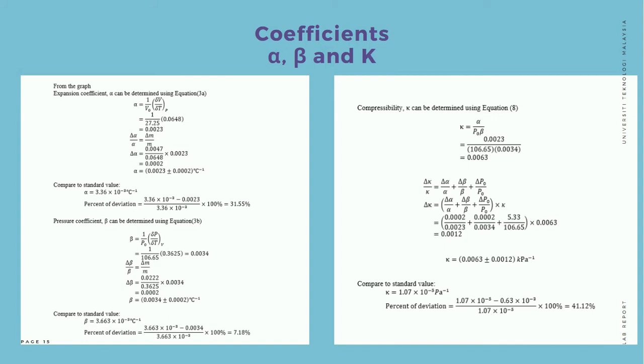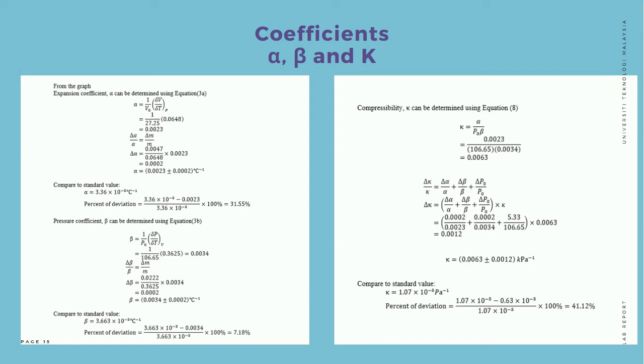From the data that we obtain, we can calculate the coefficients alpha, beta and k. And for alpha, with the uncertainty, we get 0.0023 plus minus 0.0002. And when compared to the standard value, we get the percentage of deviation is 31.55%.